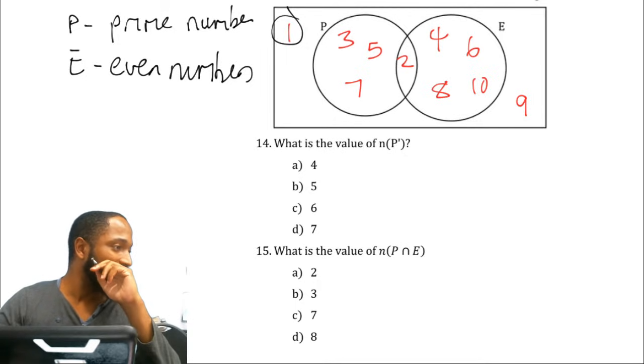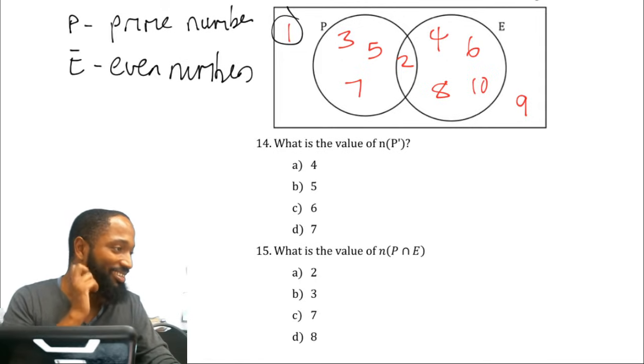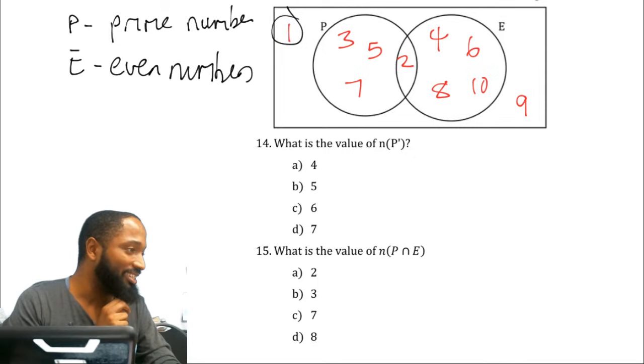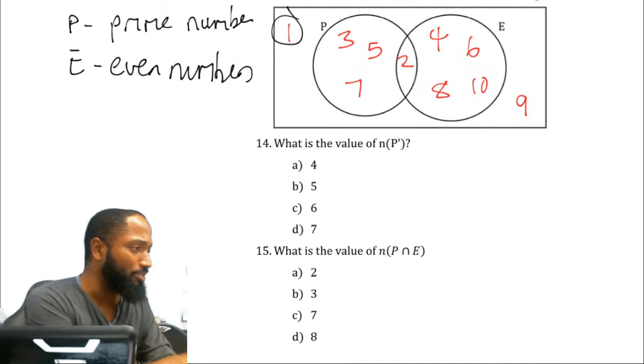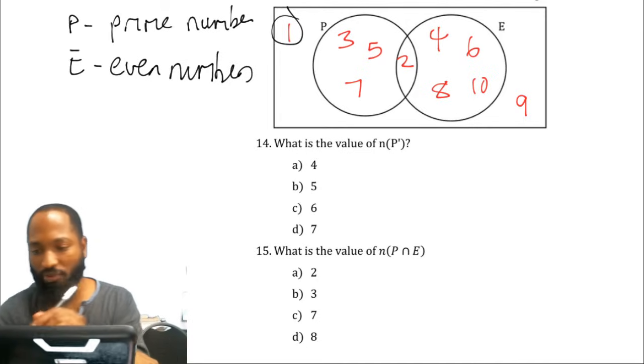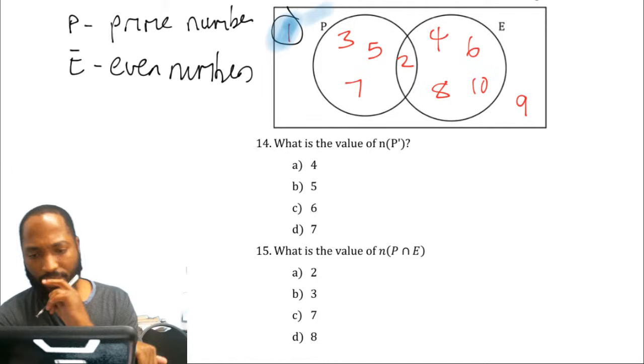So one person says C. I was right. So 14 is C. So why isn't it C in the chat if you all understand 14? What was the mistake that you all were making in 14? I'm curious to know. Did you all leave out the 1? You forgot to count the 1?